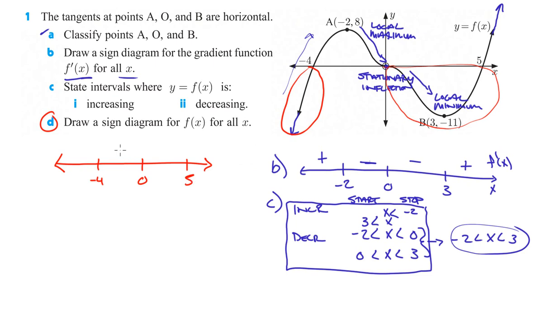So if x is less than -4, all of these are negative. When it's between -4 and 0, those are positive. When it's between 0 and 5, those are back to negative. And when it's greater than 5, those are back to positive. So this is f of x, and these are all of our x's. The f of x is essentially the y. So again, if the x value is between -4 and 0, right in here, our y values are going to be positive. That's what that's saying. Okay.